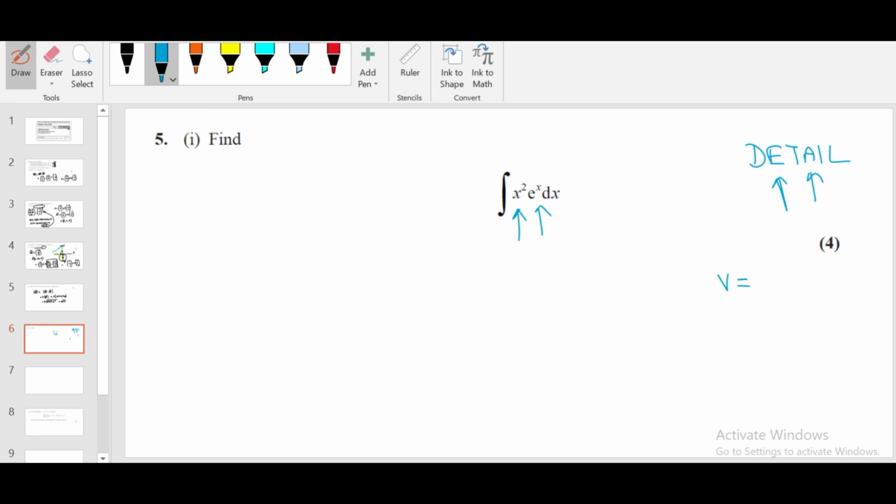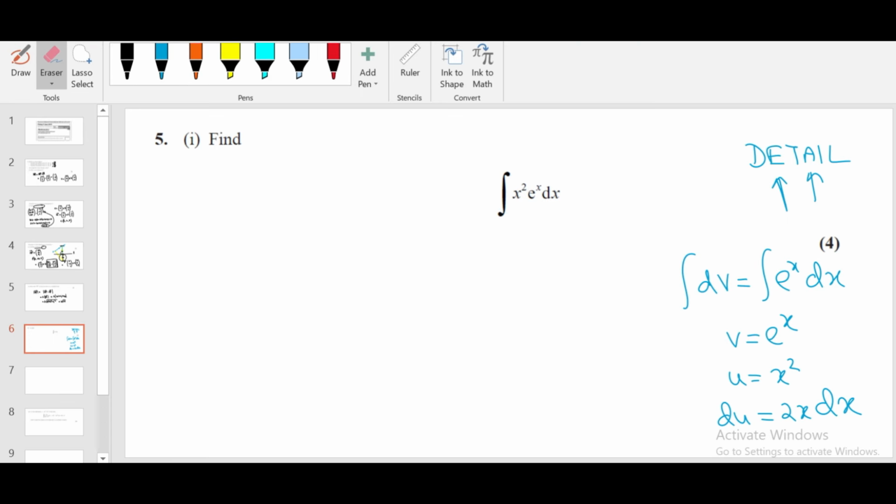Take it as e power x together with dx. Take it as dv. Integrate both sides to find v. And the other function, take it as u. So du by dx is 2x, du is 2x dx. Now the rule for integration by parts is integral u dv is uv minus integral v du.